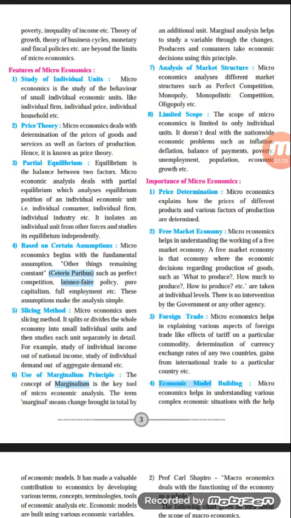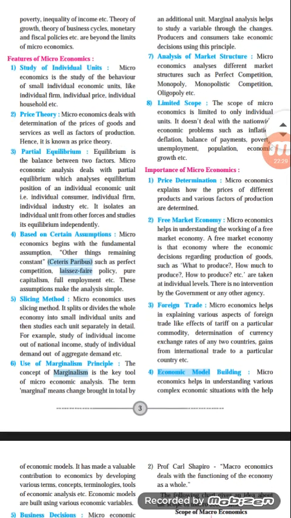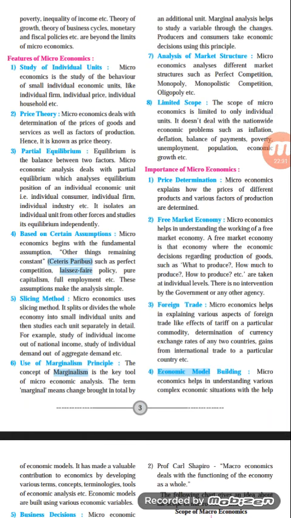The seventh one is analysis of the market structure. Now here there are different kinds of markets. Microeconomic analysis of different market structures is able to provide accurate knowledge and an idea of what the forces and factors are that affect the market, such as perfect competition, monopoly, monopolistic competition, and oligopoly. These are the different markets.